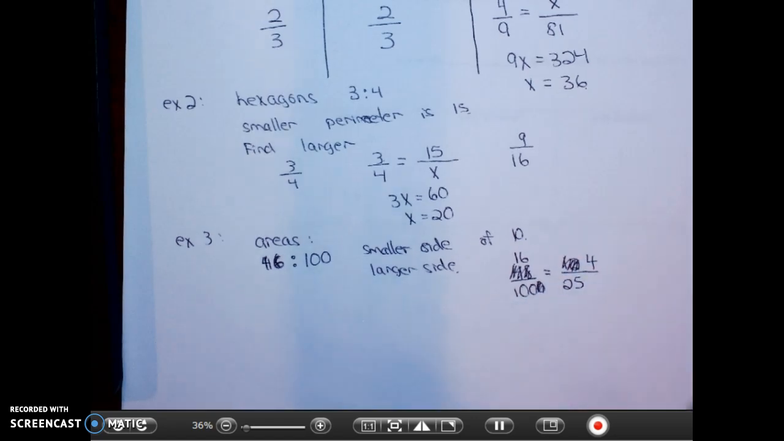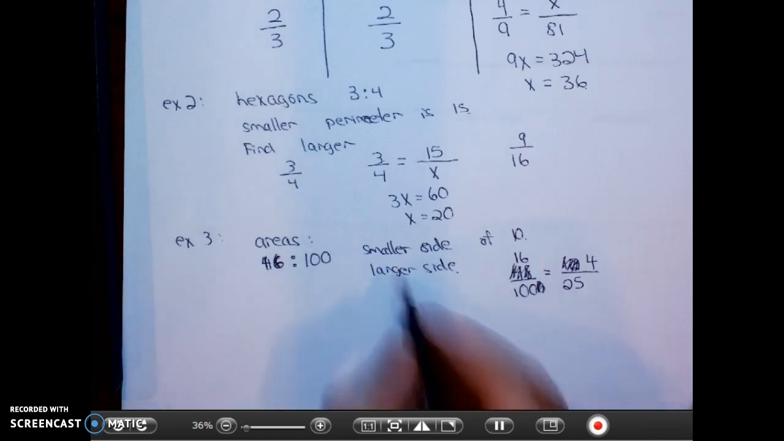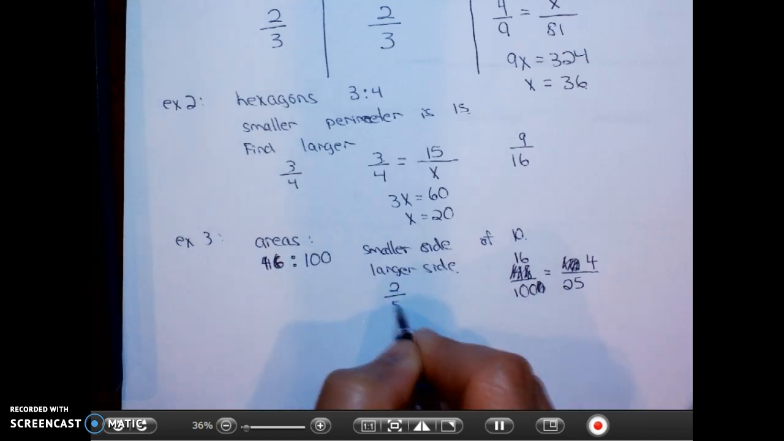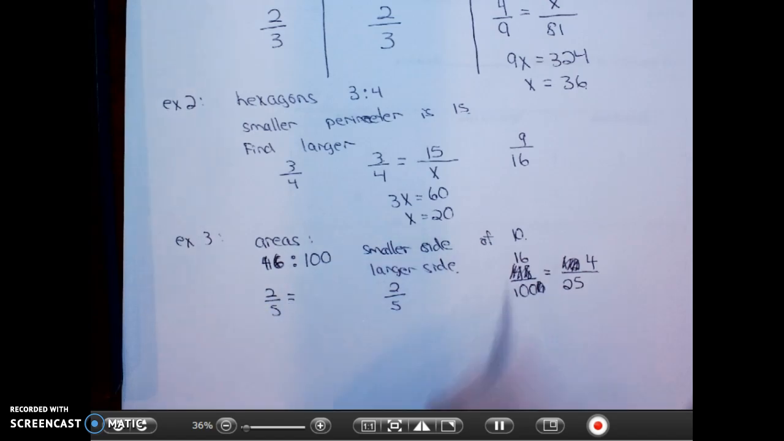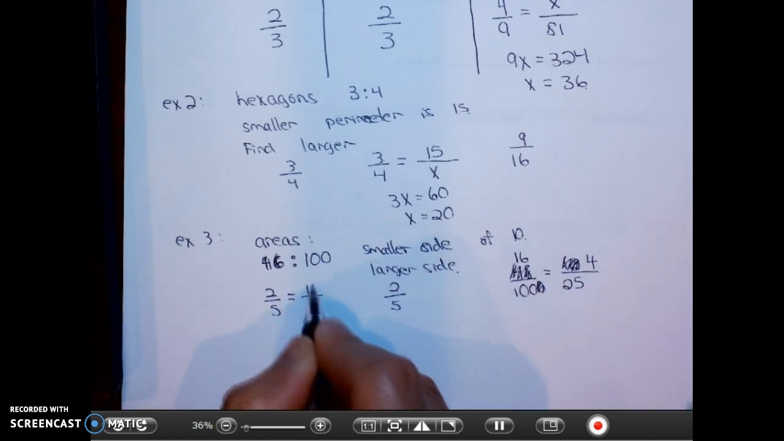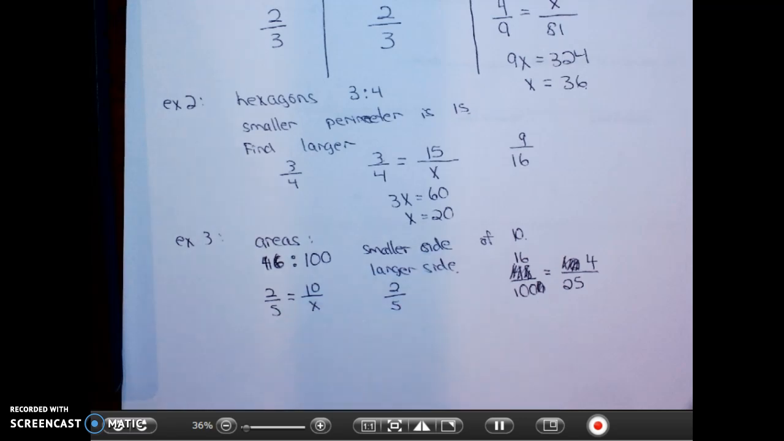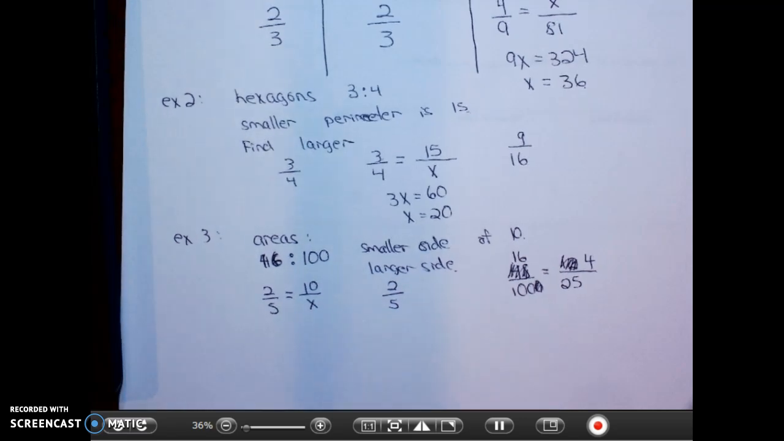Now remember, we talked, if we're here, how do we get back to these other columns? We take the square root. So the square root of the numerator, the square root of the denominator. They give me the length of the smaller side is 10. We're looking for the length of the larger side. So again, now we're just going to set up a ratio. When I cross multiply, we get 2x is 50, x is 25.